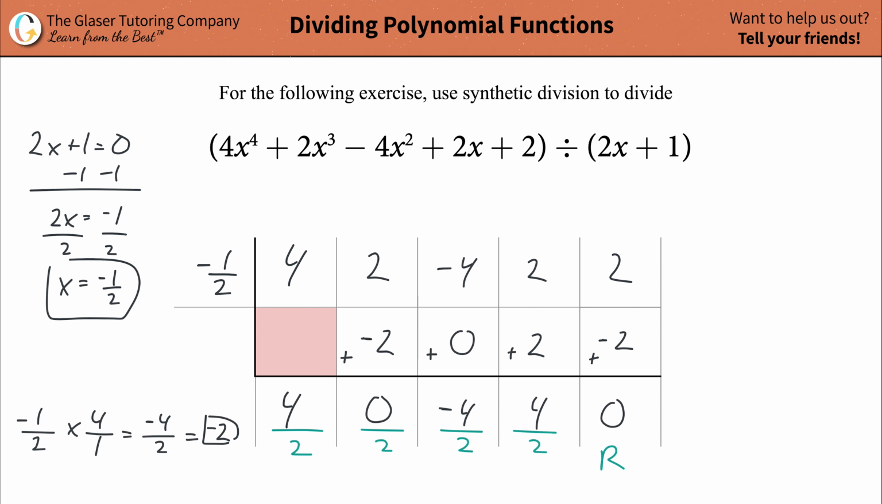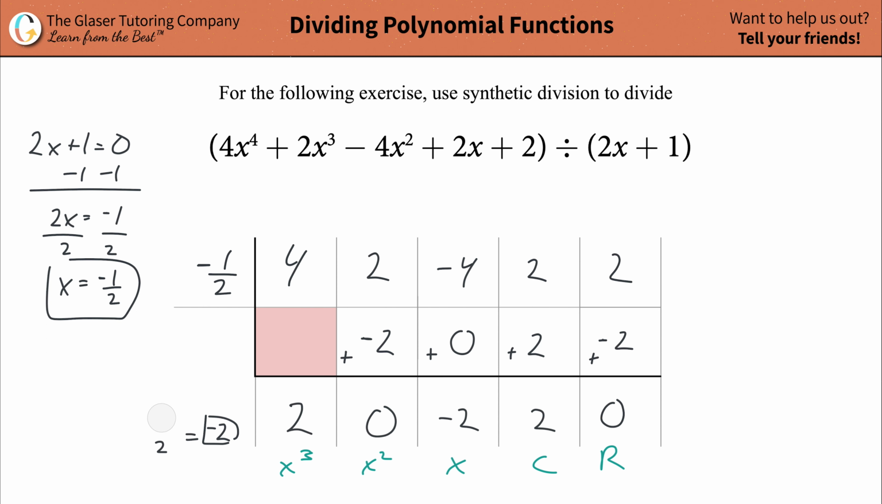So 4 divided by 2 is simply going to be a 2. 0 divided by 2 is a 0. Negative 4 over 2 is going to be a negative 2. And 4 over 2 is going to be a 2. Great. Now these are the true coefficients. So this is your constant, this is your x squared, and then this is your x cubed. Please don't forget to do that step.